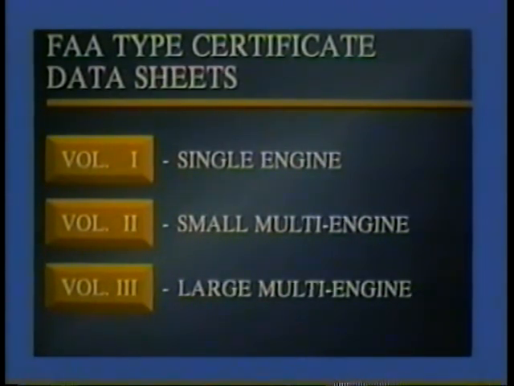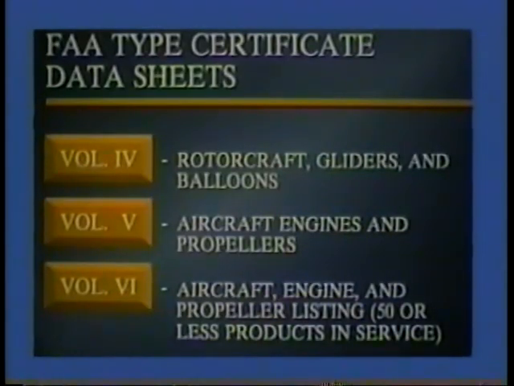The most current information is found in the 6 volumes of FAA type certificate data sheets. Volume 1 covers single-engine airplanes. Volume 2 is small multi-engine airplanes. Volume 3, large multi-engine airplanes. Volume 4, rotorcraft, gliders, and balloons. Volume 5, aircraft engines and propellers. And Volume 6, aircraft, engine, and propeller listings.